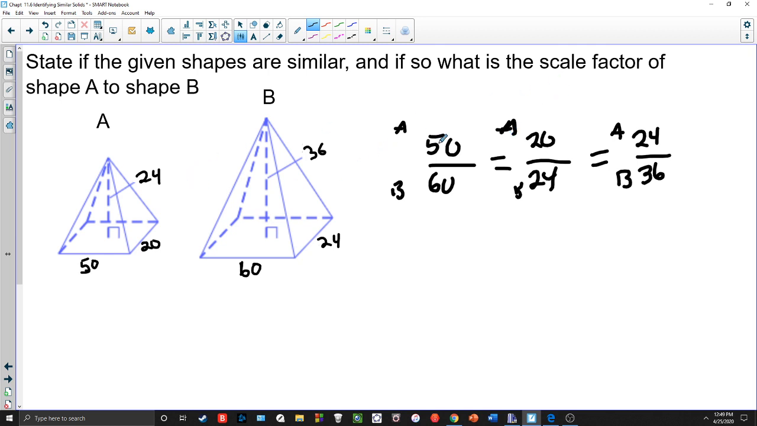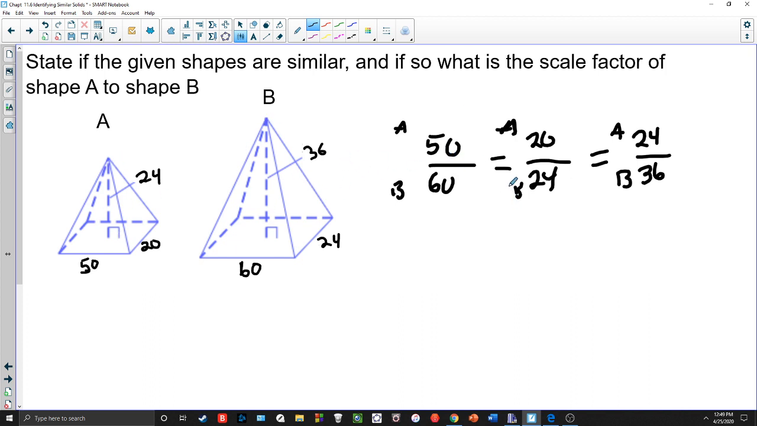So just to make sure I double check myself, A to B, right? And again, left to right, left to right. Front, back, front, back. And then up, down, up, down.